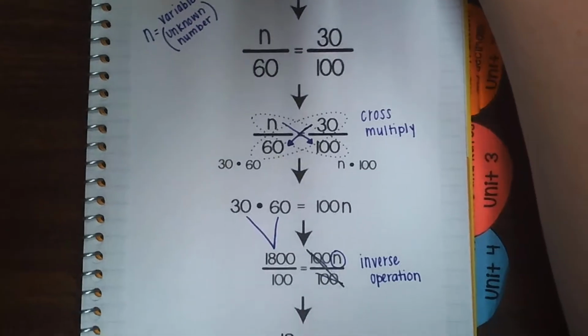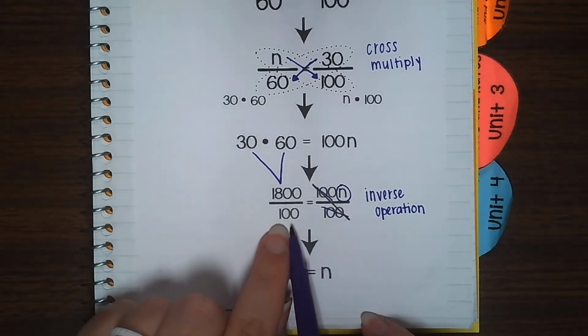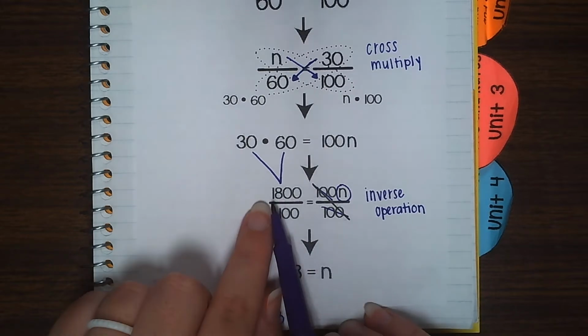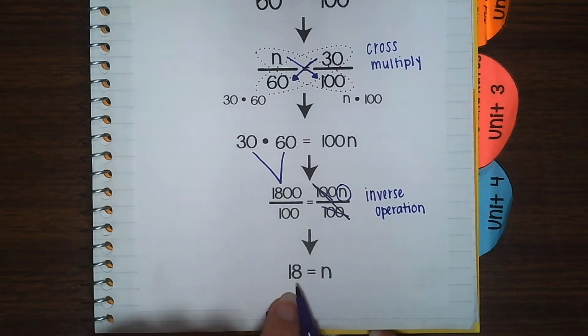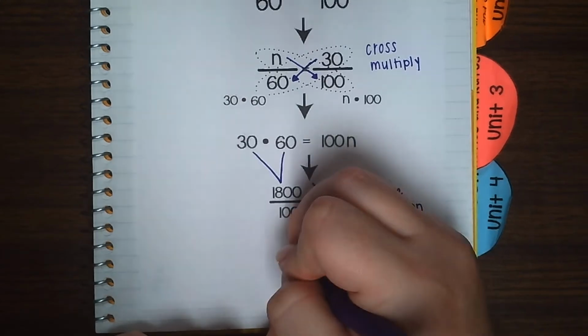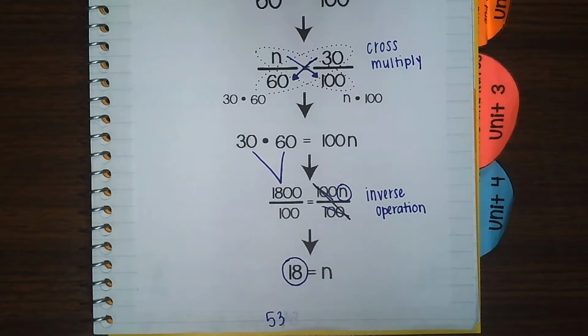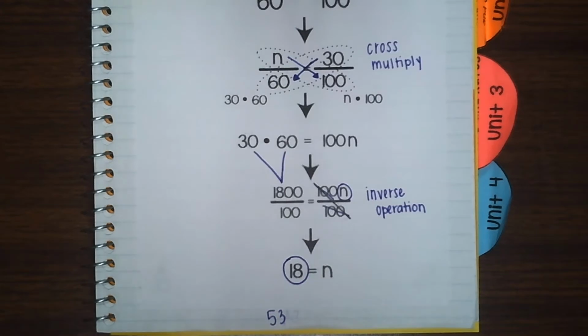Now, the laws of solving equations say that anything you do on one side of the equal sign, you have to do on the other side of the equal sign. So 1,800 divided by 100 would give us 18. Okay, so our answer is 18. Now that might have been a little bit confusing, so let's work out a couple so that we can see how it's really done.